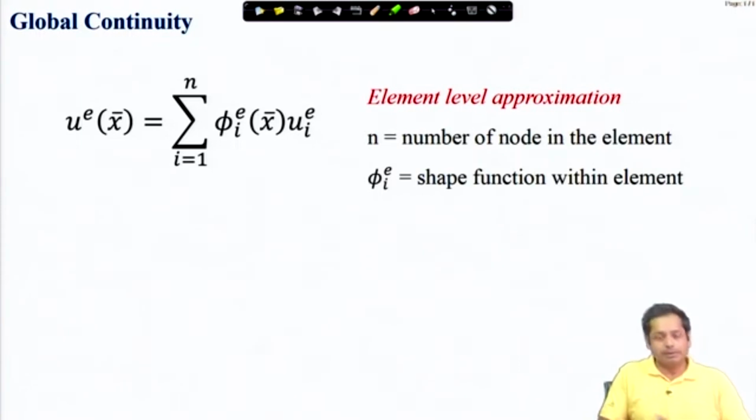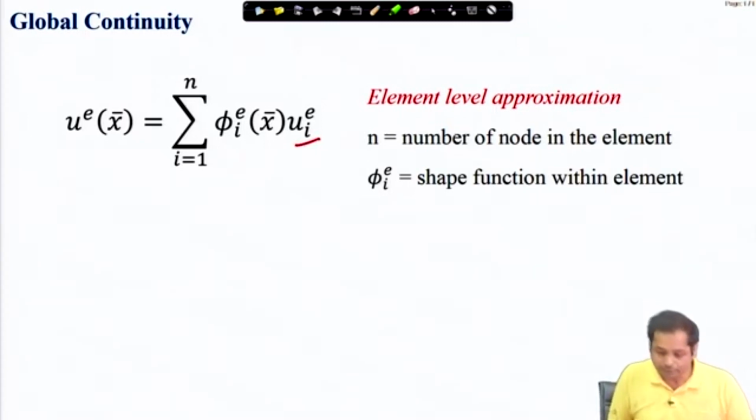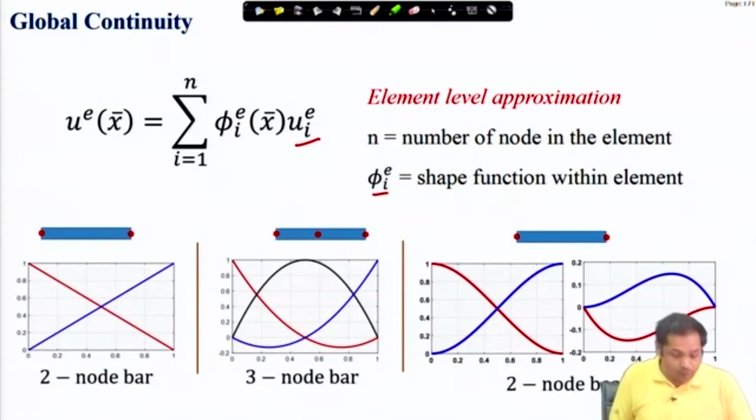Let's talk about global continuity. First, let's talk about local continuity. The element level approximation is this. We have seen, at least for the one dimension case, how to calculate phi at the element level, and these are the degrees of freedom at the element level, and phi I are the shape functions within the element. For instance, we have seen for the 2-node bar element, these are the shape functions. For the 3-node bar element, this is the shape function. For the 2-node beam element, these are the shape functions. So these shape functions approximate the function over an element.